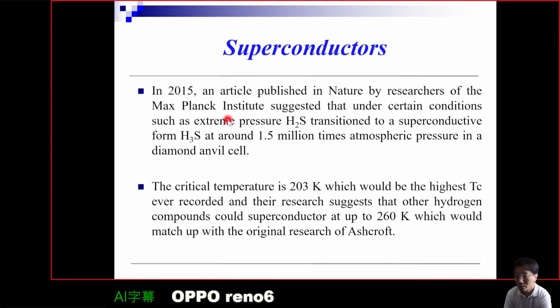And in 2015, an article also published in Nature by researchers of the Max Planck Institute. They suggested that at extremely high pressure, H2S will transition to a superconducting phase, H3S, at around 1.5 million times atmospheric pressure. That's a very huge pressure, and this kind of compound you need to put into a diamond anvil cell. So that's also not practical for making a superconducting wire.